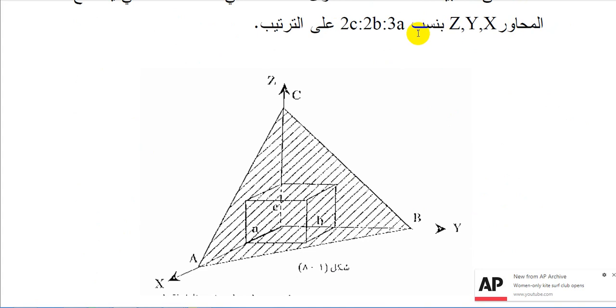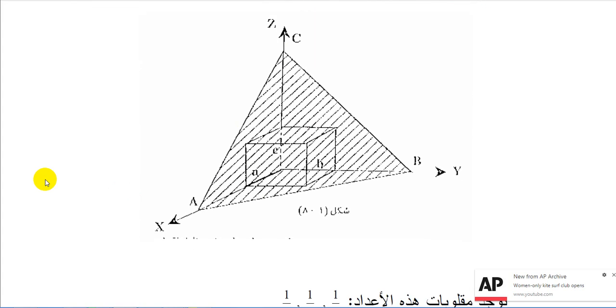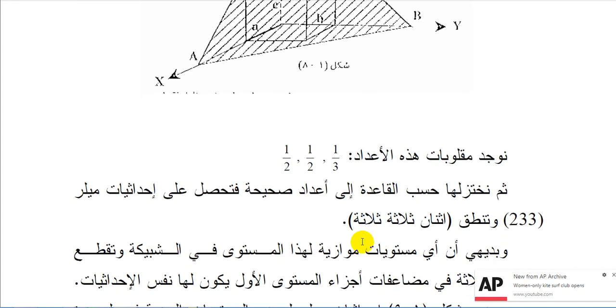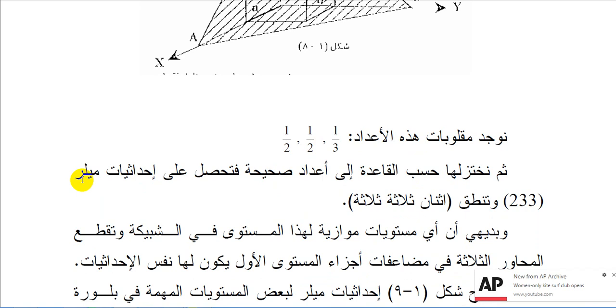The intercepts on the x, y, z axes in the proportions of 1, 2c, 2b, 2a, or 3a are respectively graphed as follows. We can only find the reciprocals of the digits 1 to 2, 1 to 2, 1 to 3. Then we just have to convert them, according to the rule, to integer numbers, yielding the Miller indices, and pronounced as follows.